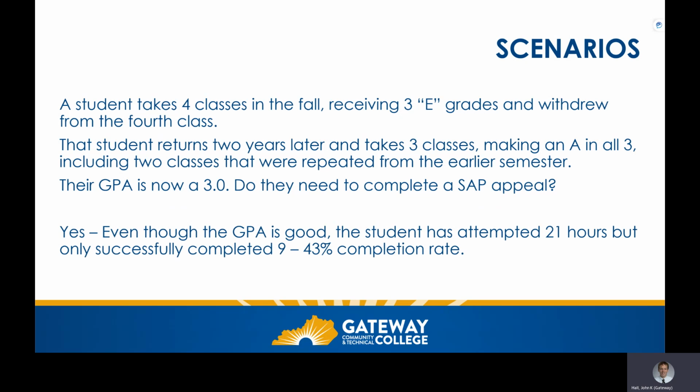The answer is yes. Even though that GPA is in good shape, and even though the student retook some classes from that first semester, the student has still attempted 21 total credit hours, but only successfully completed 9, which are those 3 in the most recent semester. That's a 43% completion rate. Because that completion rate is below 67, they fail to meet that SAP requirement and would be required to submit an appeal to continue getting financial aid.